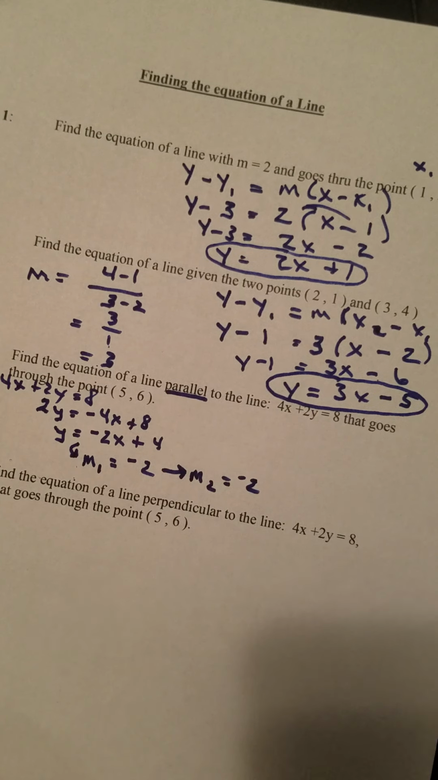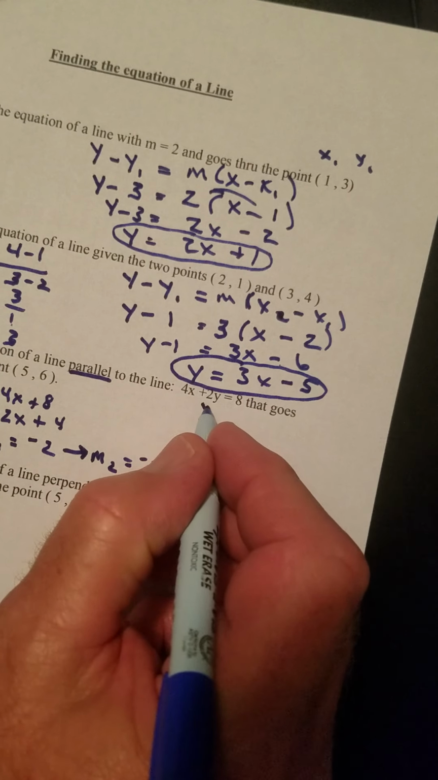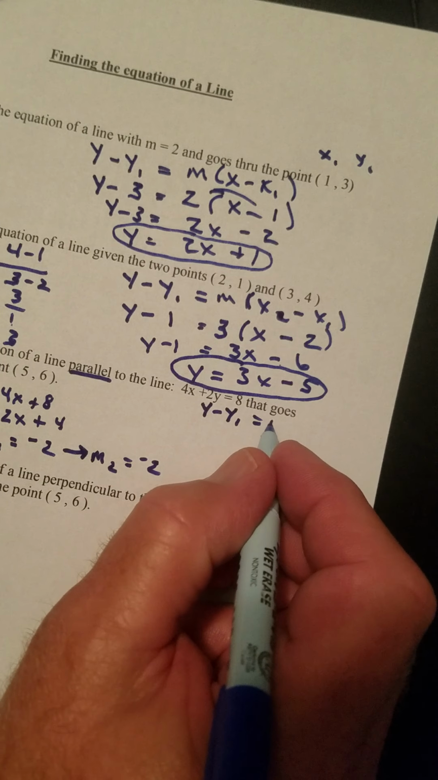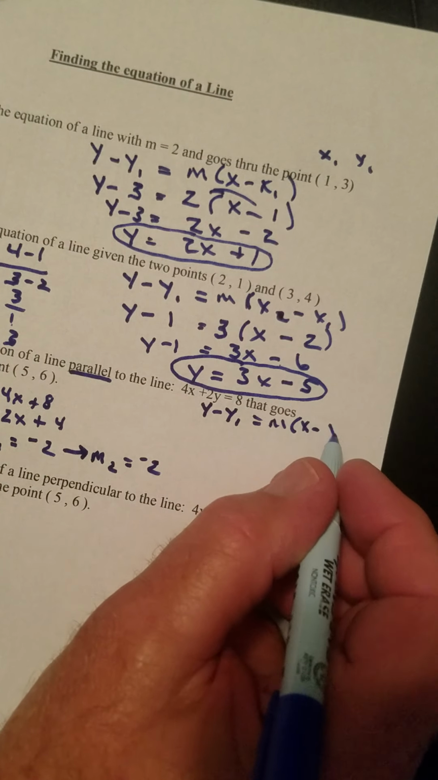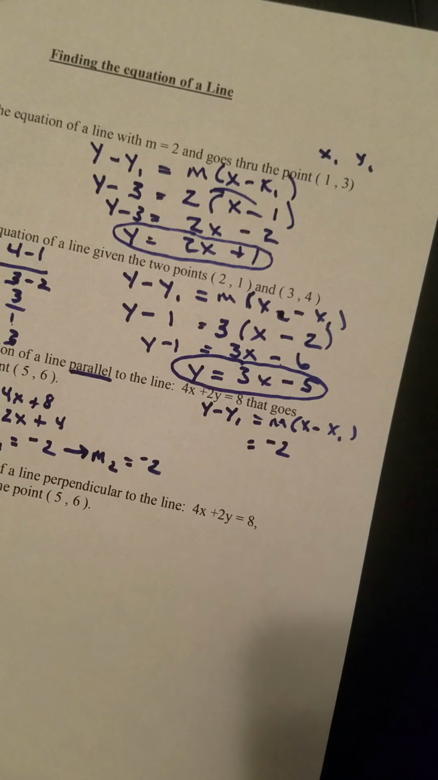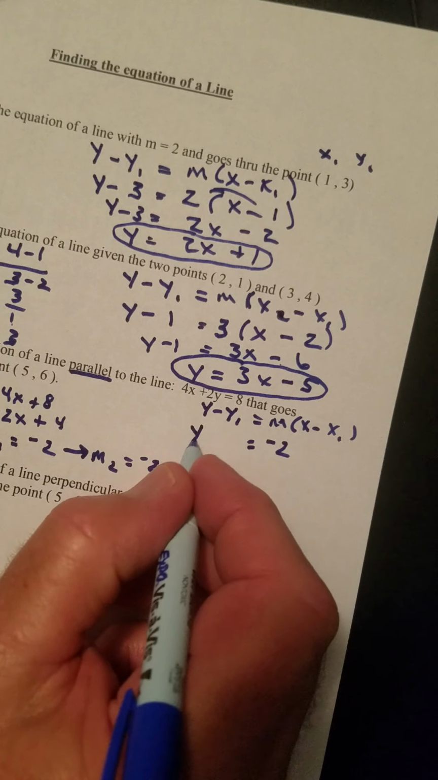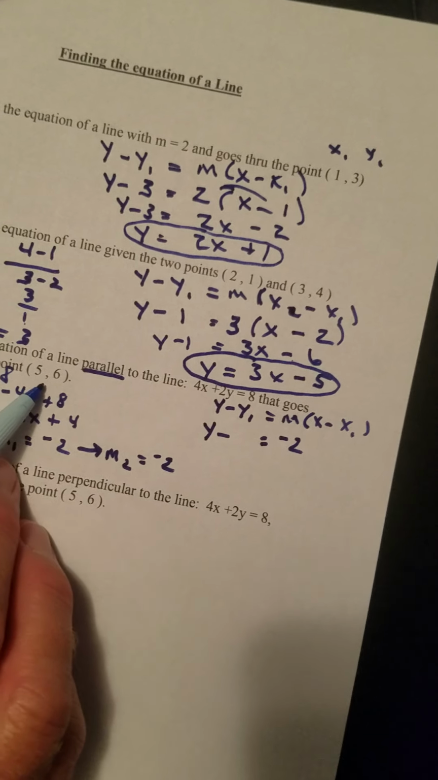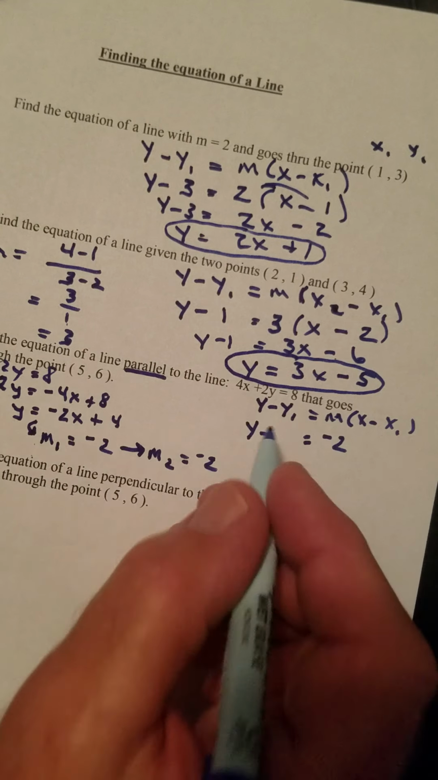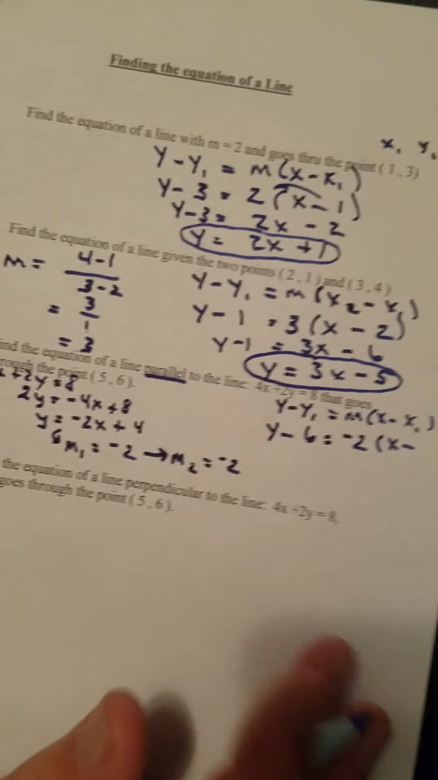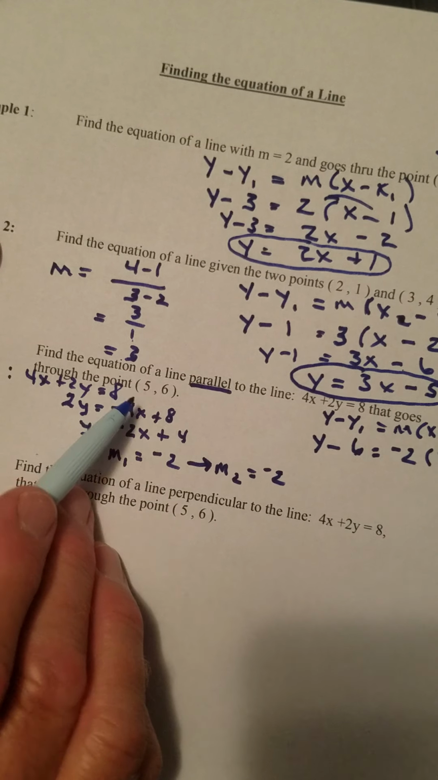Okay, now we're ready to go to work. So I got y minus y1 equals m times x minus x1. Slope's -2, so I'm going to plug that right here. On the left it's y minus, okay, it went through the point (5, 6), so 6 is the y value, so y minus 6, and over here it's going to be x minus 5.